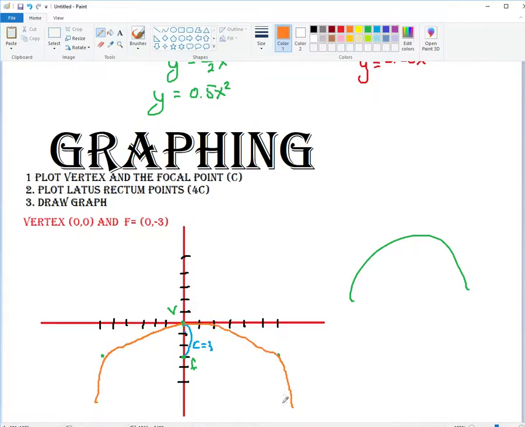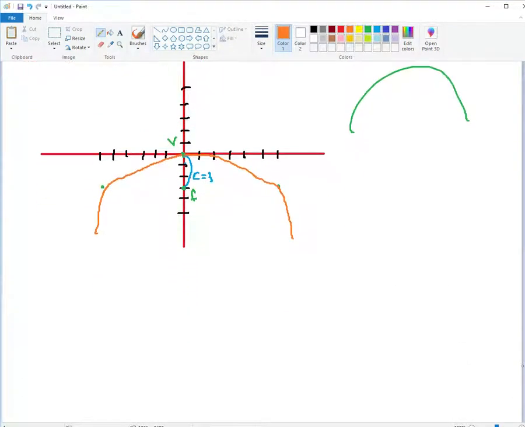That's a terrible looking parabola, but you get the point. Starting at my vertex, go straight out, or go curving across my latus rectum point, and down across there. Okay, we'll do one more example of graphing it.